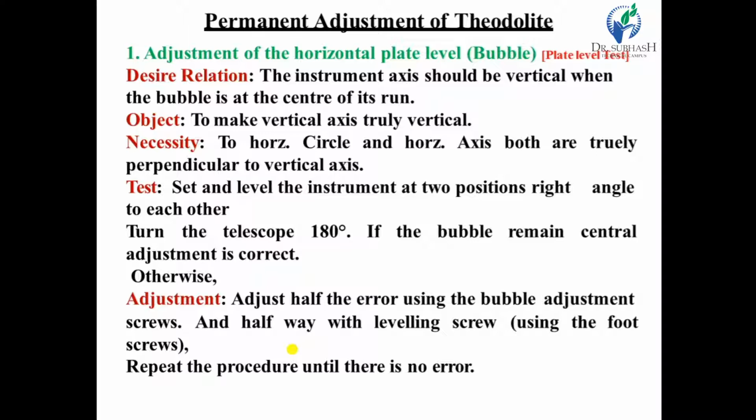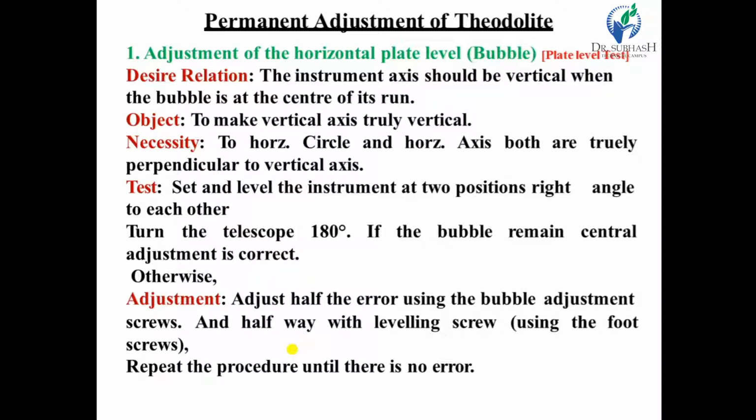What is the desired relationship? The instrument axis should be vertical when the bubble is at the center of its run. We know that the vertical axis is truly perpendicular to the horizontal axis. What is the objective of permanent adjustment? To make the vertical axis truly vertical. It is truly vertical when we set that axis perpendicular to the horizontal axis. The necessity is that the horizontal circle and horizontal axis are both truly perpendicular to the vertical axis.